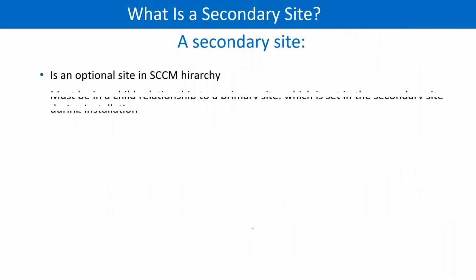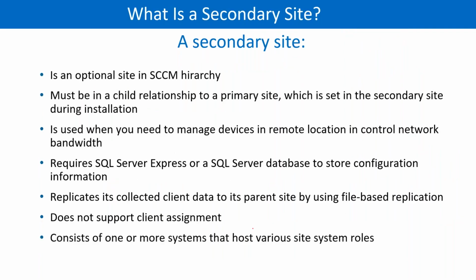That's clear. Then you have the secondary site. One secondary site supports up to 15,000 devices. Previously it used to be 5,000, but now it is capable of supporting up to 15,000 devices. That's the secondary site capability. It is also an optional site. So that's point number 1. Point number 2, one secondary site supports up to 15,000 devices.